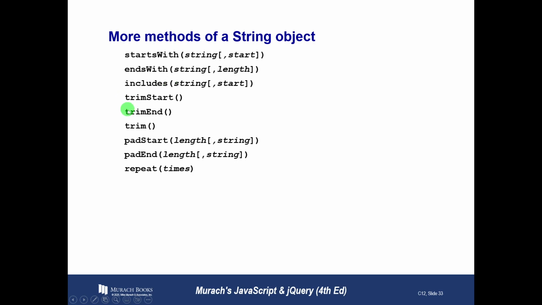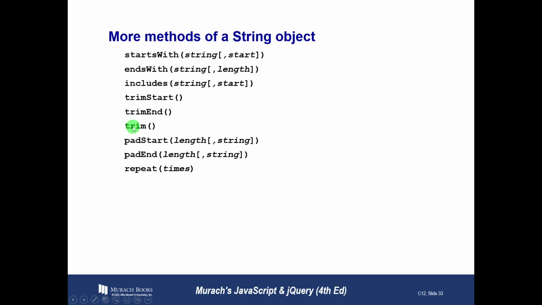We also have 3 trim functions. Trim by default trims off spaces. So we can trim off spaces from the start of a string, trim off spaces from the end of a string, or if we just say trim, it trims the start and end of the string.